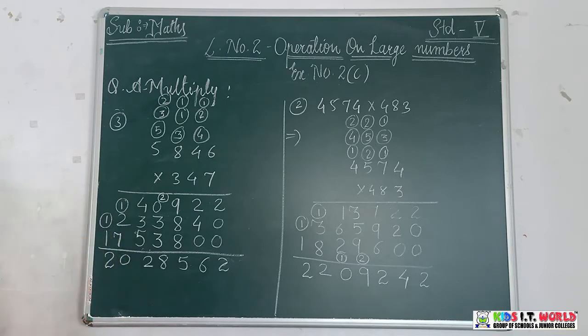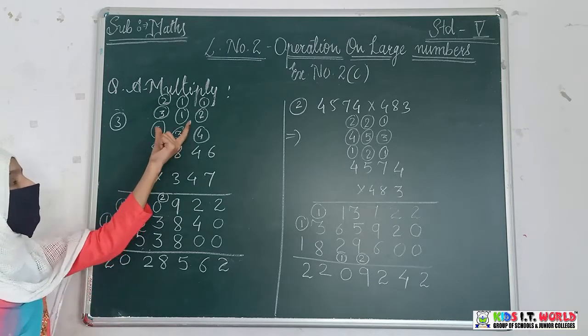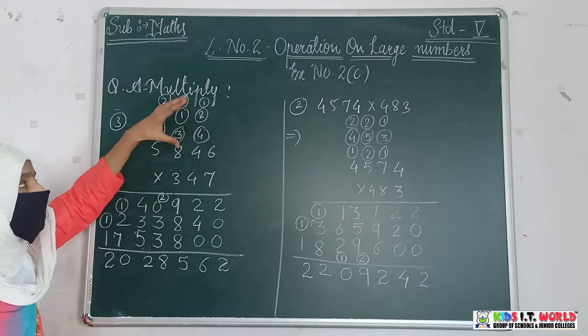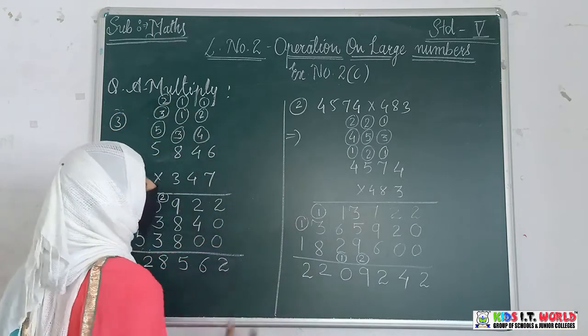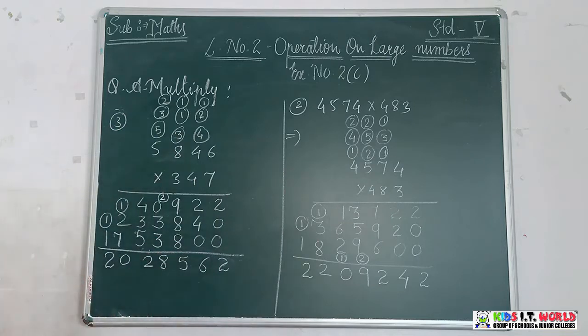In this way you have to do the multiplication. If you are getting jumbled or confused with the carry, you can write it beside the question. In this way you have to solve the multiplication. Now the next question, let's see about the word problems.